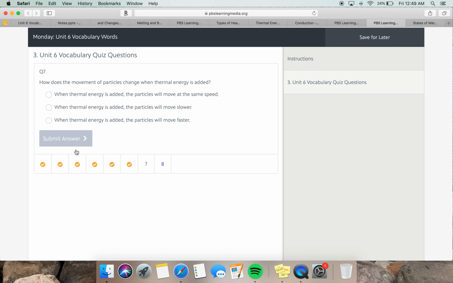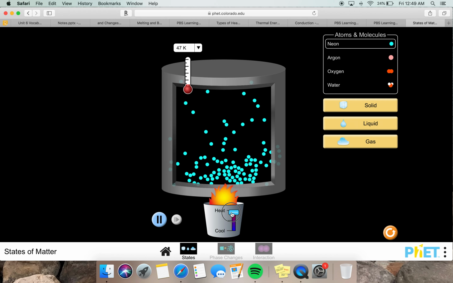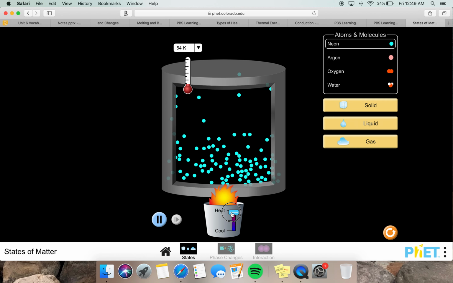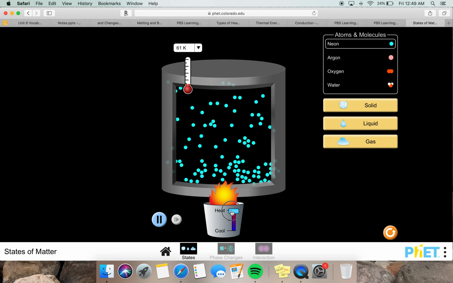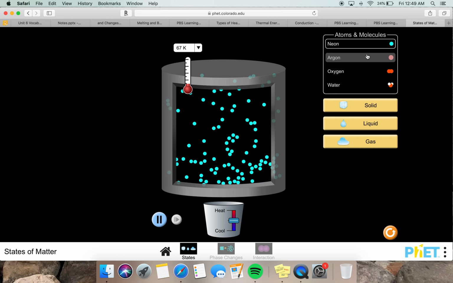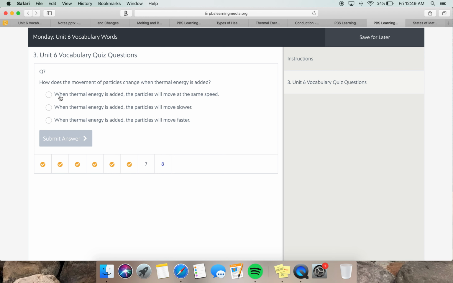Next question. How does the movement of particles change when thermal energy is added? Well, again, when we are adding thermal energy, how does the movement of the particles change? Well, they are starting to move a lot faster. So then you can go ahead and press. When thermal energy is added, the particles will move faster.